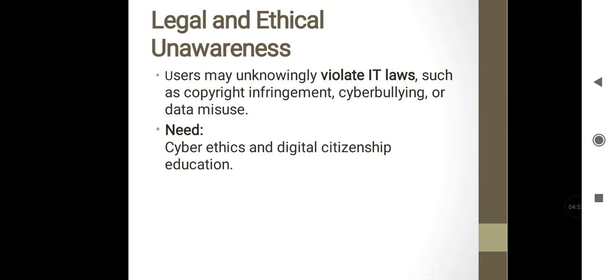Next one is legal and ethical unawareness. Cybersecurity is not only about technical knowledge, we also need to understand legal and ethical responsibility. Users may unknowingly or intentionally violate laws through activities such as copyright infringement, cyberbullying, data misuse, and unauthorized access. For example, downloading and distributing copyrighted software or movies illegally can be a violation of copyright law. Cyberbullying, as you all know, is using social media to threaten, insult, or continuously harass someone. And data misuse means using someone's private information without permission, which is unethical and may also be illegal.